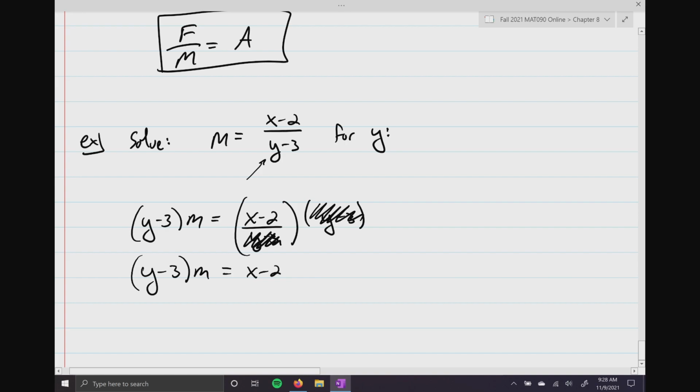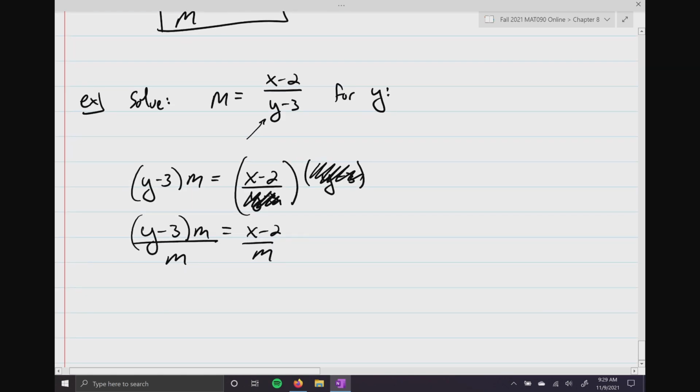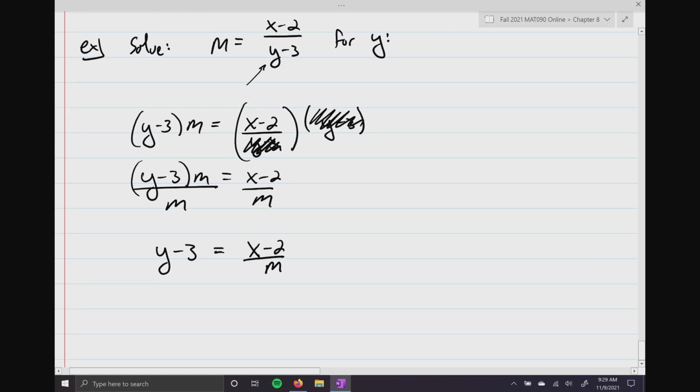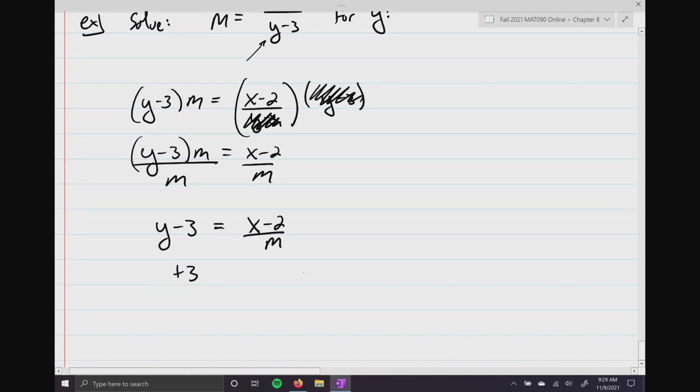From here, you got a couple options. But what I'm going to do is divide both sides by m, because if you think about it, it's the quantity y minus 3 times m. On the left-hand side, I get y minus 3. On the right-hand side, I get x minus 2 all over m. And then finally, I'm just going to add 3 to both sides to give me y equals x minus 2 over m plus 3.